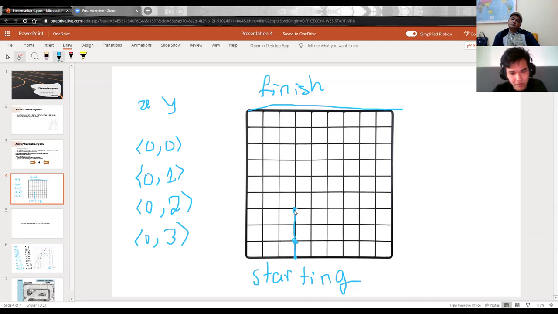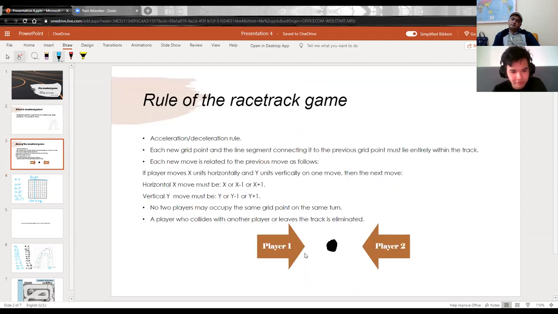3. So 1, 2, 3 over here. And another point is 4, 1, 2, 3, 4 over here. So we have reached the finish line in basically 4 turns. Yes. So now let's talk about the fourth rule.